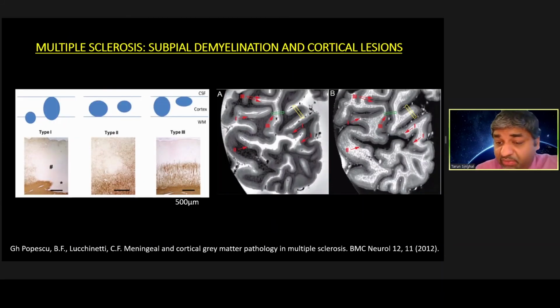Multiple sclerosis is conventionally thought to be a white matter disease. However, there is clear gray matter involvement based on pathological literature. And subpial demyelination is considered to be a specific feature of MS pathology based on pathological specimens. So identification of such layered pathology in the cortex in MS can be of high value as well.